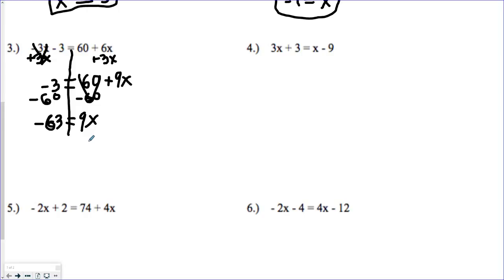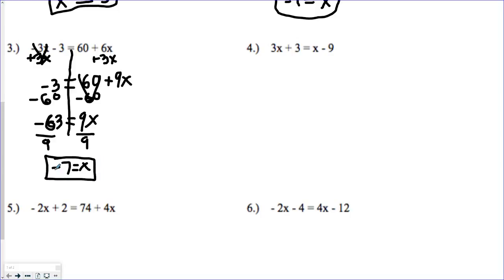And then now it's time for the division, right? Because it's 9 times x, so to get rid of times, we divide. So divide by 9. Divide by 9. Once again, a negative divided by a positive is a negative, so it's going to be negative 7 equals x.